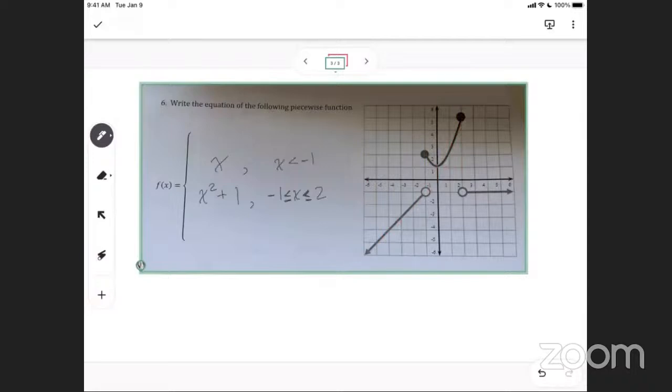And the last piece goes where x is greater than 2. Do you see why I'm doing that? Because it's an open circle, so I don't put the equal to sign. When x is greater than 2, what is the equation of a horizontal line? y equals -1. Exactly. Very good. So there's my piecewise function. Does that make sense?